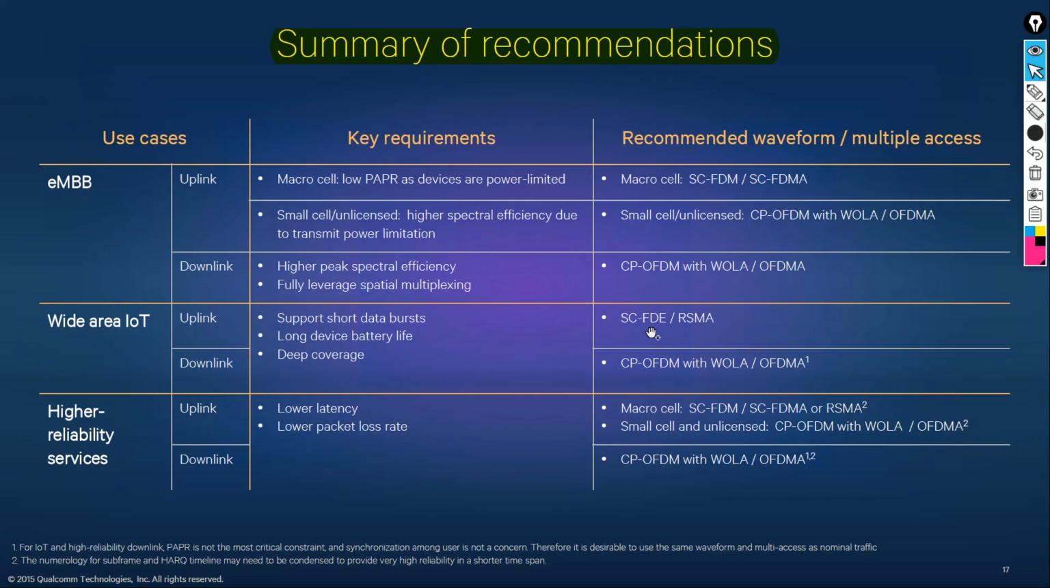So, a summary of the recommendation that Qualcomm company provided to the standardization body. For the case of enhanced mobile broadband, you have uplink and downlink. The key requirements, they mentioned the key requirements. This table is very important. This teaches you how to propose your technique for a certain use case.